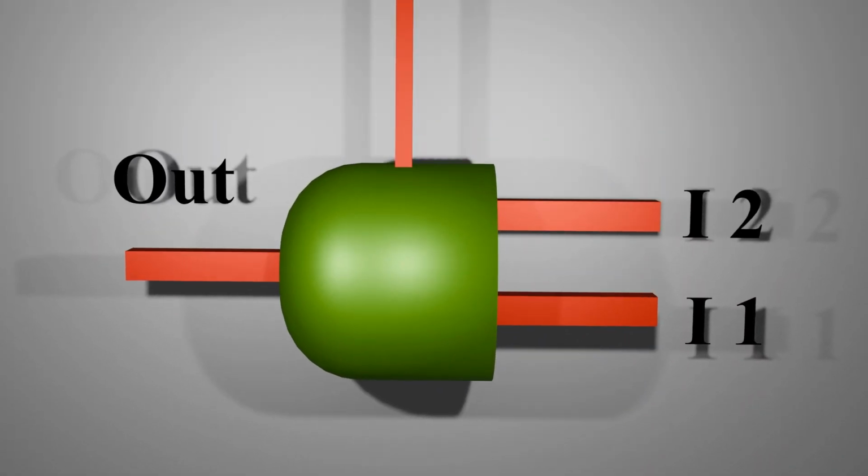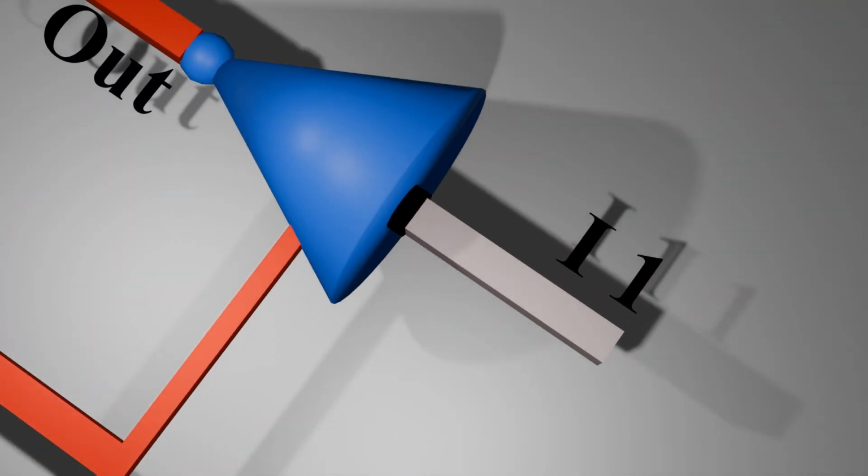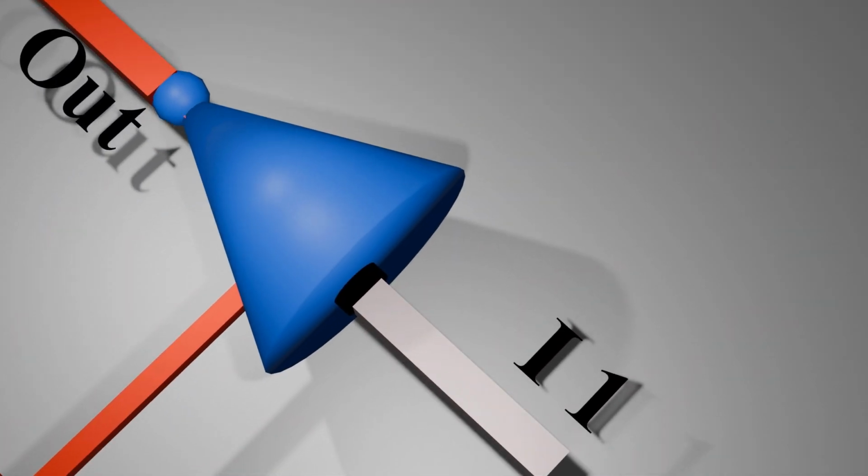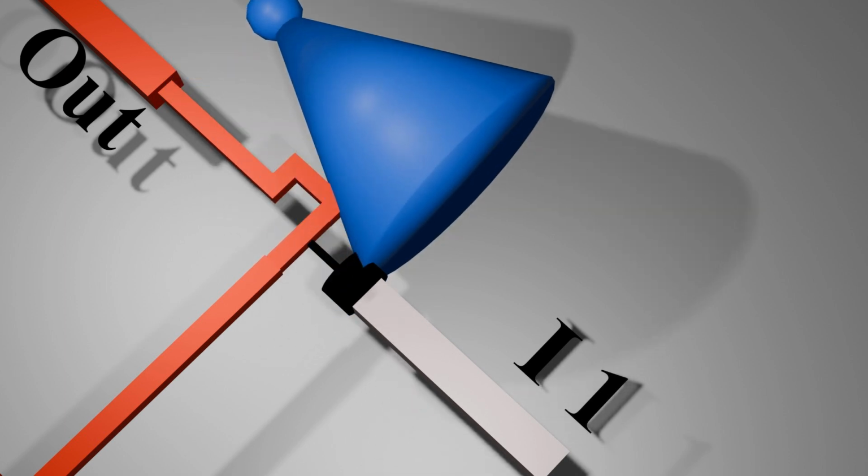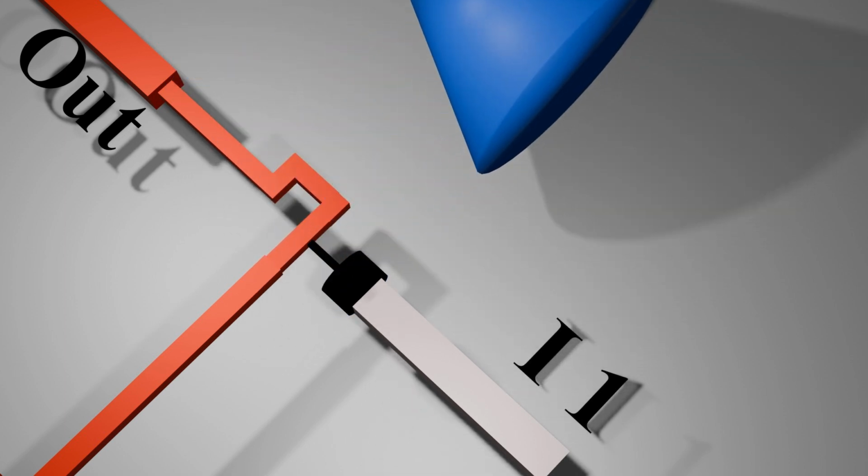On the other hand, a NOT will inverse the input. Thus, if we apply a low input to a NOT gate, its output will be high, and if we apply a high input to a NOT gate, its output will be low.